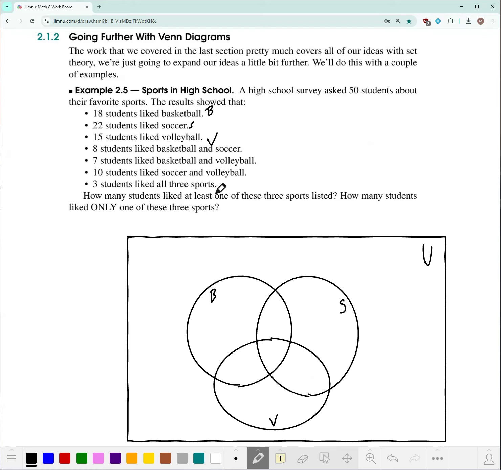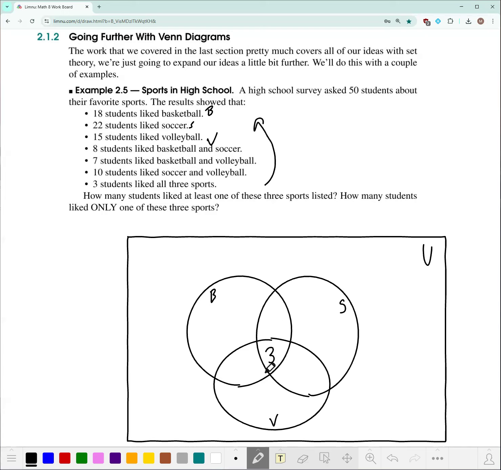Okay, and let's start with our center. Remember how I said I love working from the inside out? 3 students liked all 3 sports. So that tells us this. Only 3 kids are in that middle intersection. All right. Then we'll go up the line here. So I'm actually working backwards through this. 10 students liked soccer and volleyball. And that could include this group of 3 here, right? That liked soccer and volleyball and basketball.